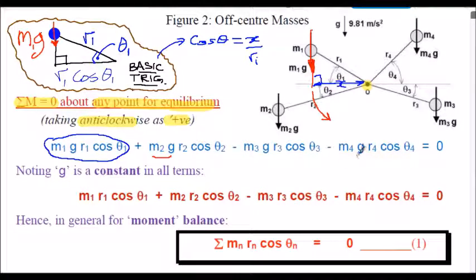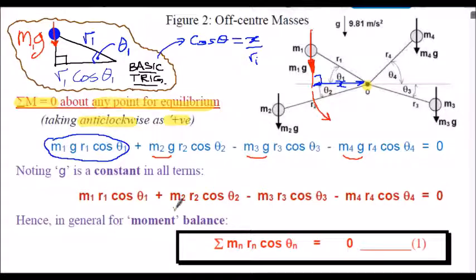But the same process there. It's again the force multiplied by the perpendicular distance, the force multiplied by the perpendicular distance. All right, so that's where that equation is derived from. It's just basic trig there, and working out moments about the origin.